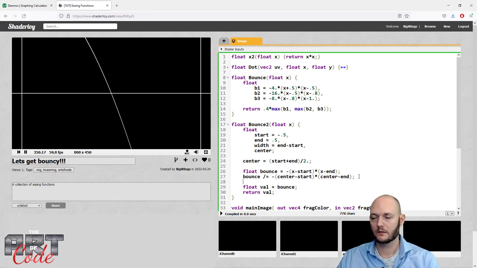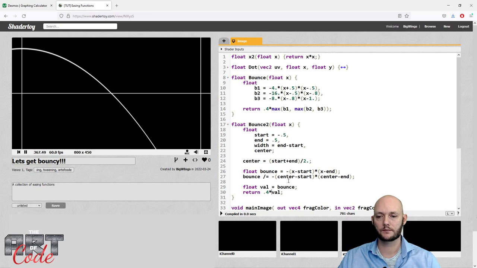Okay, so now it makes it one high, and we already figured out in the previous bounds that we have to kind of attenuate it a little bit to be able to see it. Okay, so we can do the same thing over here. So times 0.4. Okay, so now we have it attenuated. So great. So that's one bounce.